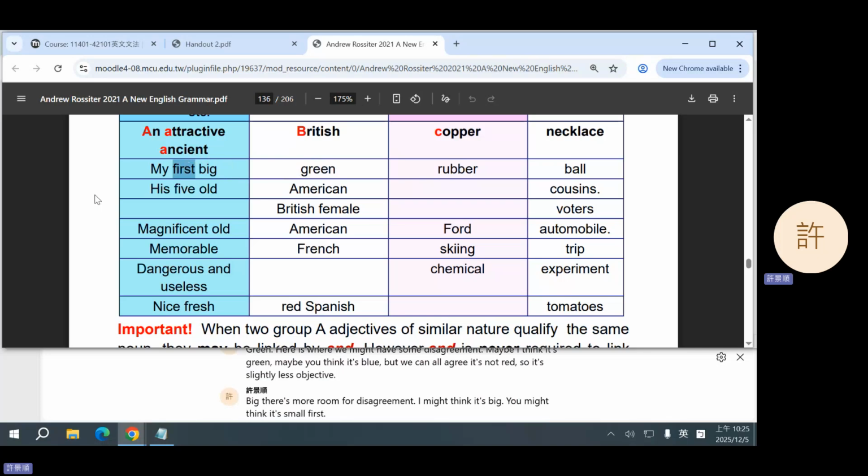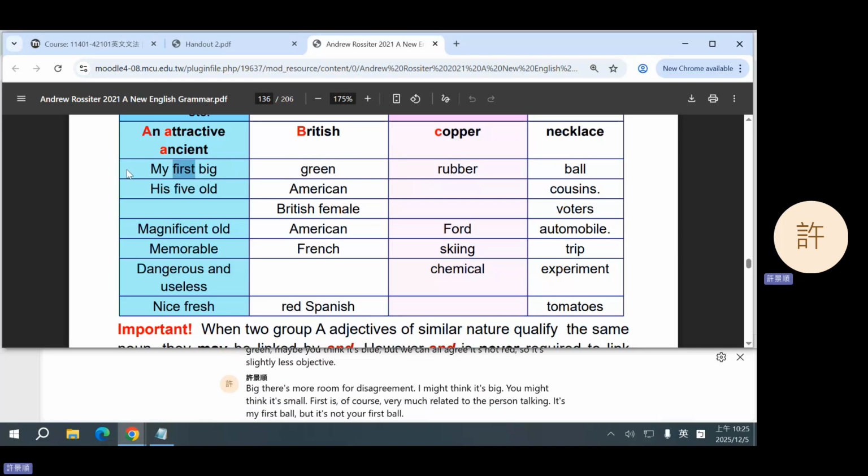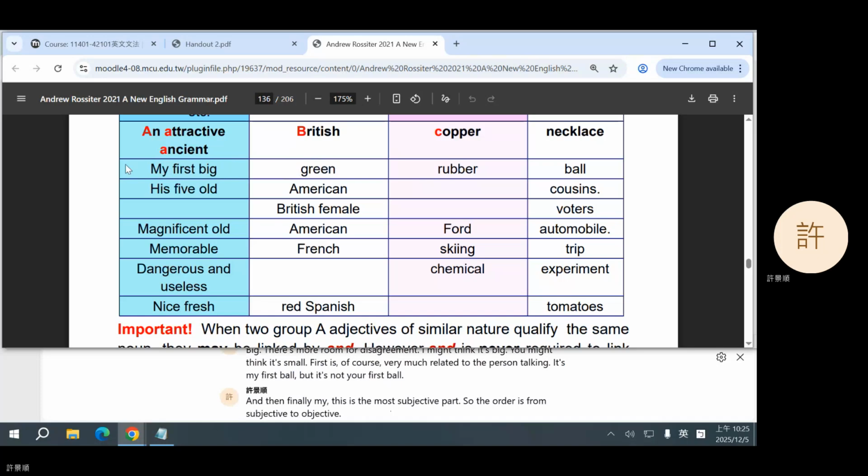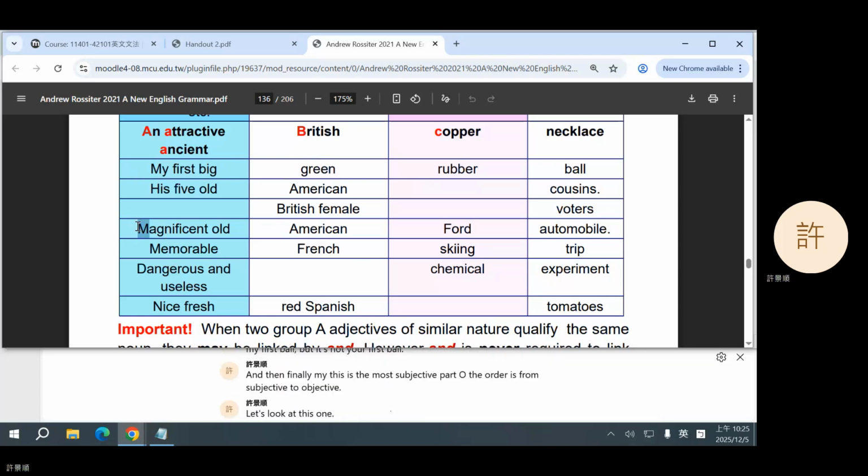First is, of course, very much related to the person talking. It's my first ball, but it's not your first ball. And then finally, my. This is the most subjective part. So the order is from subjective to objective. Let's look at this one.